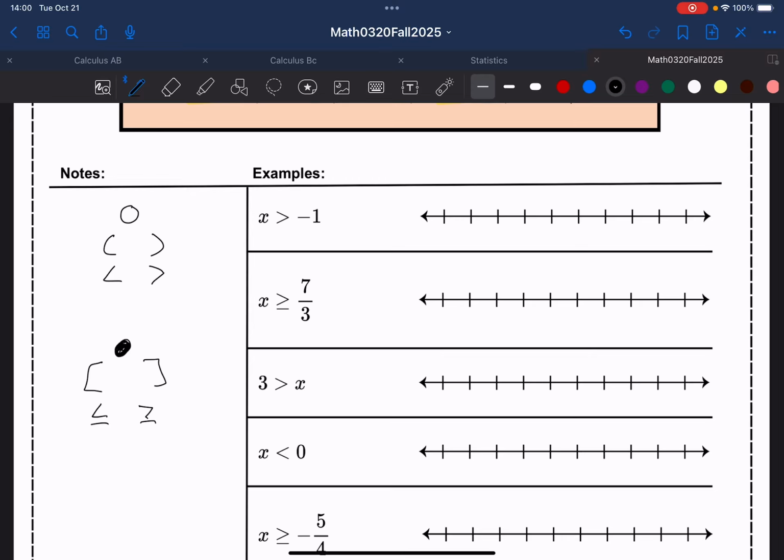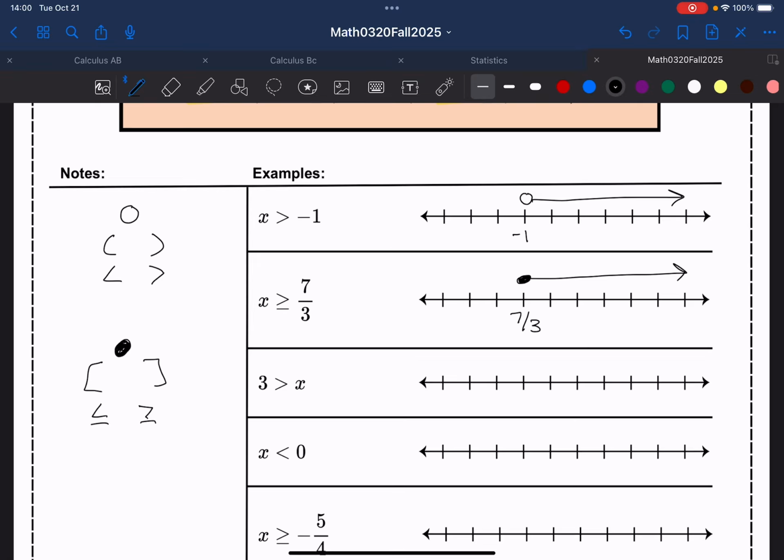Looking at the first example here, this says x is greater than -1. So I'm going to plot -1. This is greater than and not equal to, so I'm going to do an open dot. And all numbers bigger than -1 are going to go to the right. Next one, we have x is greater than or equal to 7/3. So I write 7/3. Greater than or equal to is going to be a solid dot. And then again, I'm going to point my arrow to the right.